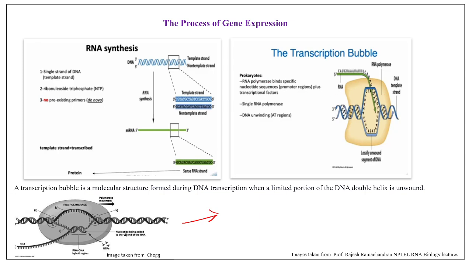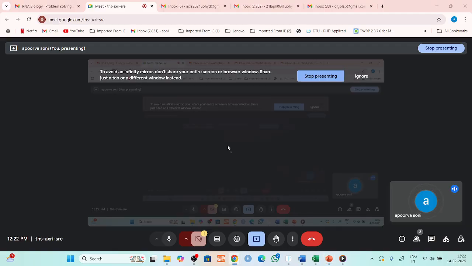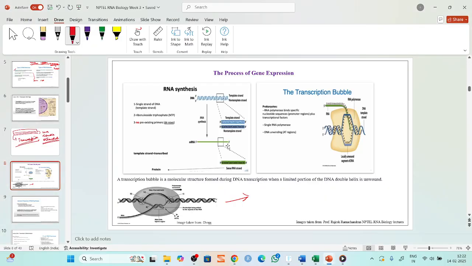In prokaryotes, RNA polymerase binds a specific nucleotide sequence plus transcription factors, and then the DNA unbinds. Now, a very important thing is that since DNA has to unwind, the region which unwinds is mostly rich in AT sequences. Why is it rich in AT sequences? Can you think of why it is rich in AT sequences? Why not GC sequences?